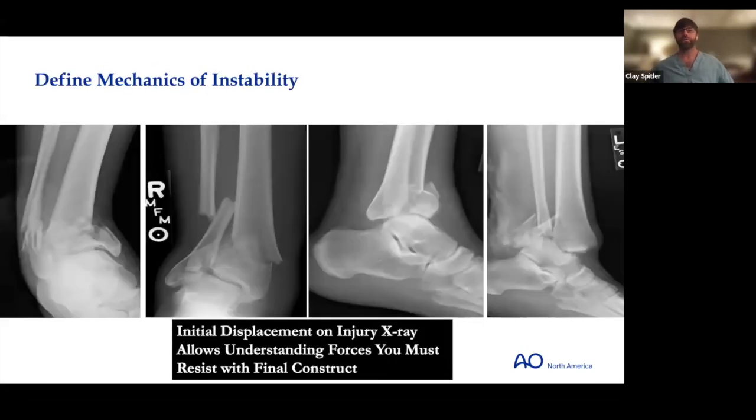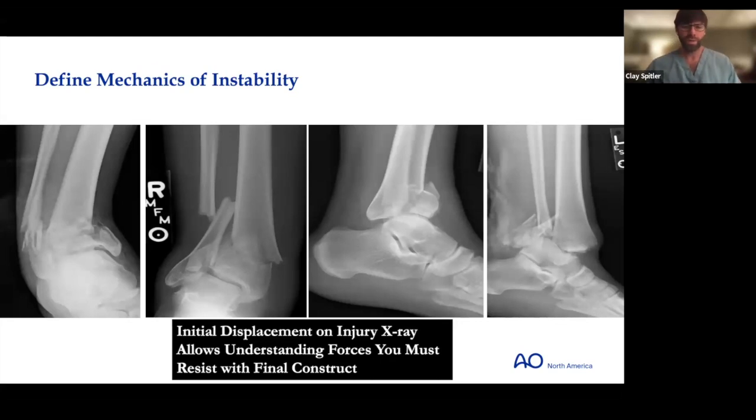So first, I think it's important to look at the injury x-rays and understand the fracture pattern, the direction of displacement, and understand the forces that we have to resist to both reduce the fracture and stabilize it. When you look at the displacement, it's predictable where the soft tissue is going to be compromised or even disrupted. Typically, that's on the tension side of the fracture.